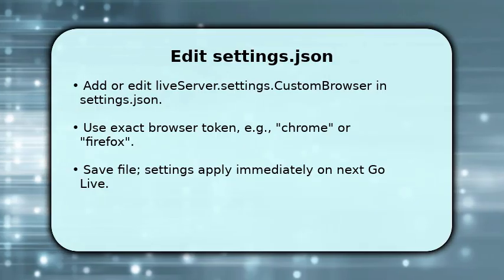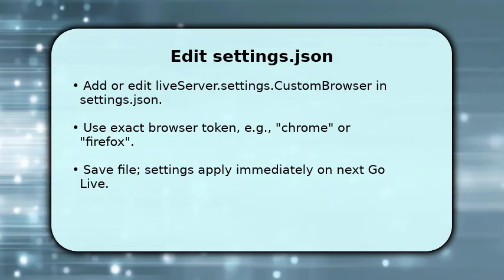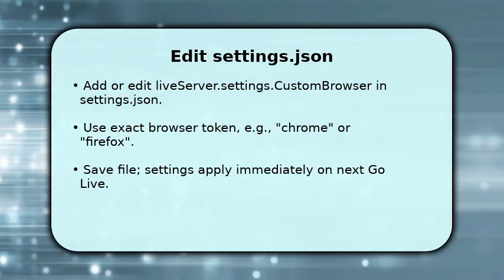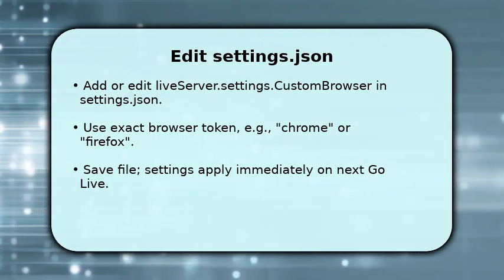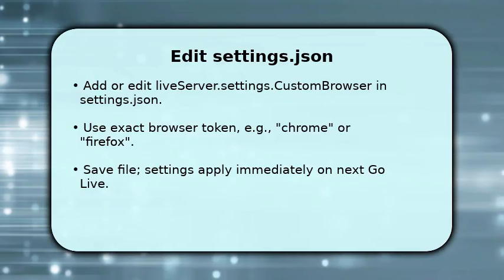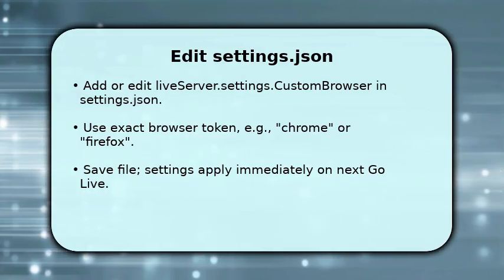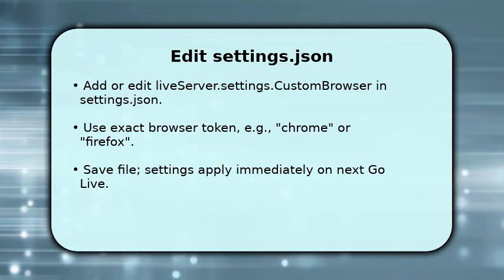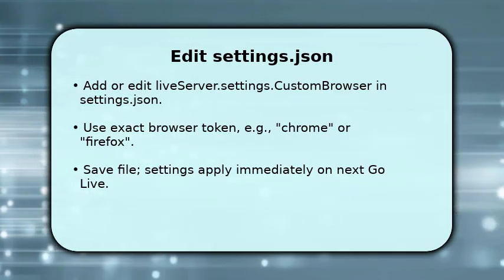Open Command Palette, run Preferences: Open Settings (JSON), and insert or update this line, liveServer.settings.CustomBrowser: chrome, replacing chrome with your target browser. Do this because Live Server reads that key to launch the chosen browser when you click Go Live.